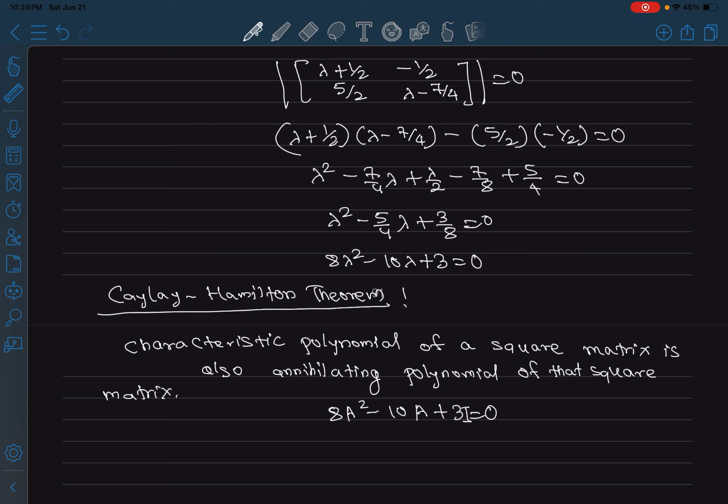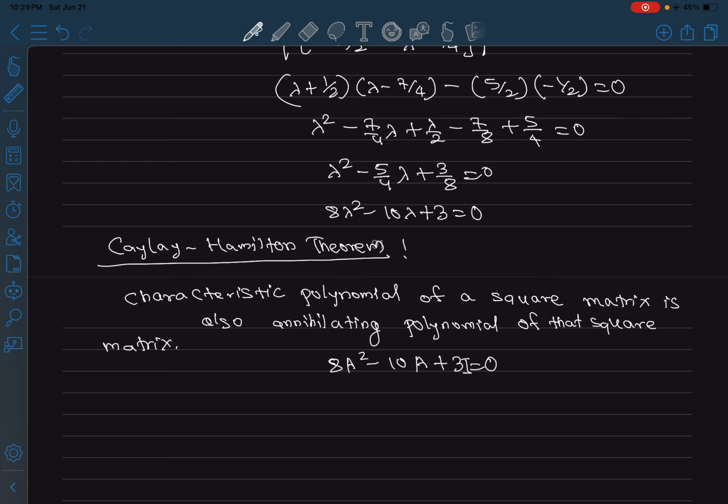This is actually a pretty interesting theorem. We get an equation for A which reduces to 0, and that's a pretty interesting idea, and its proof is also pretty nice. Now you know what annihilating means, and what an annihilating polynomial is, and how to find it. There are also other polynomials, but the characteristic equation is also one of the annihilating polynomials. And from there we get this relation between A squared and I.